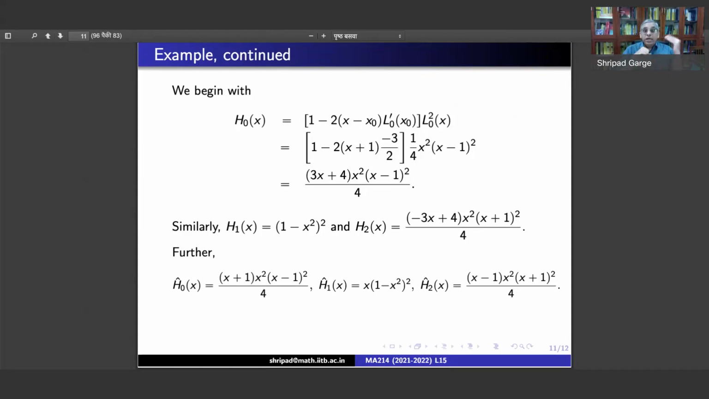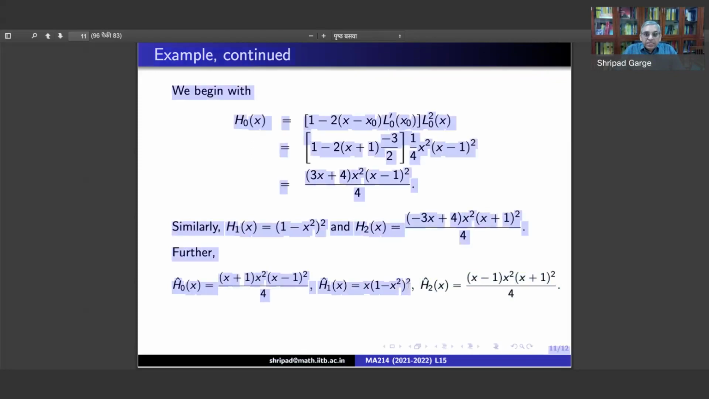You have h0 hat to be (x plus 1) x square (x minus 1) whole square divided by 4. h1 hat is x into (1 minus x square) whole square, and h2 hat is (x minus 1) x square (x plus 1) whole square upon 4. So already you see that there are several common things that you can take. For instance, x square is a factor in h0, h2, h0 hat, h2 hat.